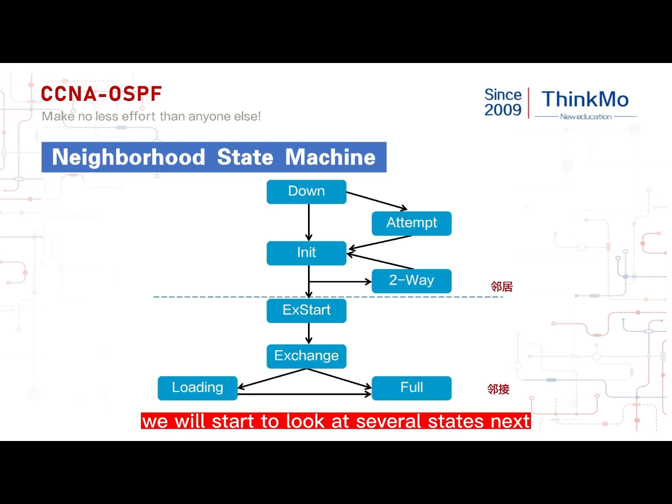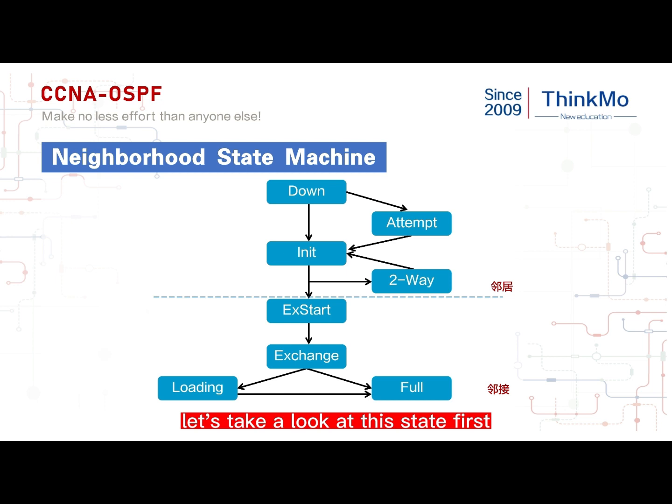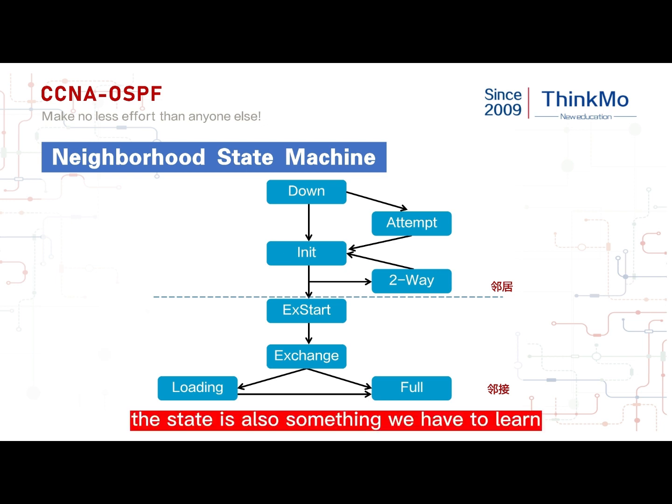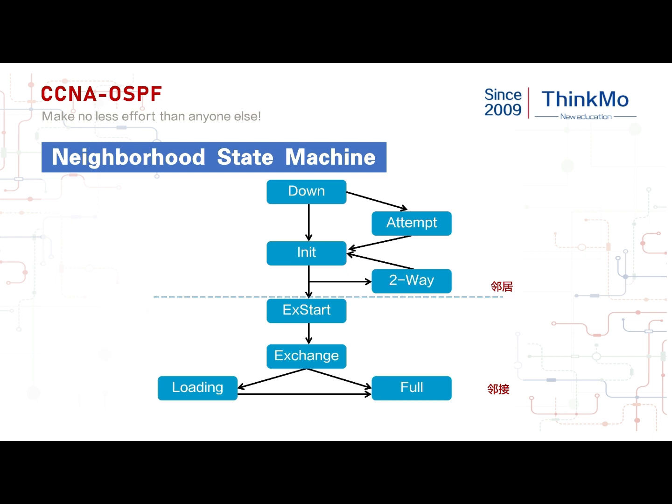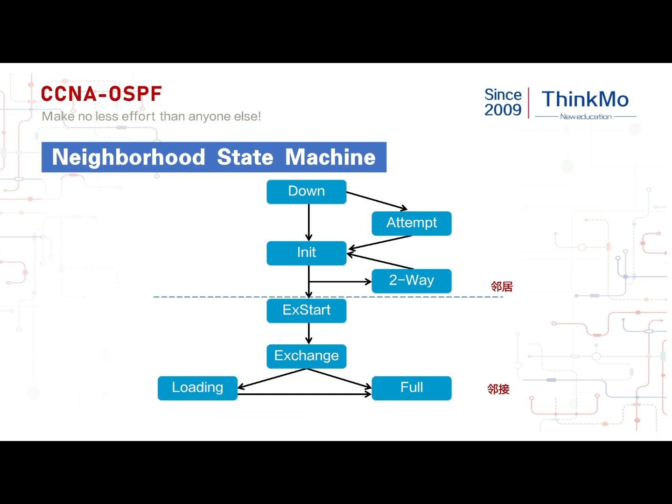We will start to look at several states next. Just now there were messages and states in the PPT. Let's take a look at the states first. In addition to the 5 types of messages we just mentioned, the state is also something we have to learn. For a device, there are 8 states. Among them, we will not discuss the attempt state now, because it's almost unheard of now. There is no application scenario for it. So we call them OSPF's 7 states. By default this will not be mentioned.